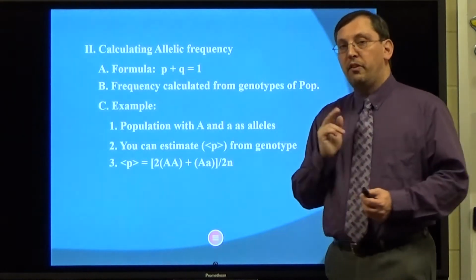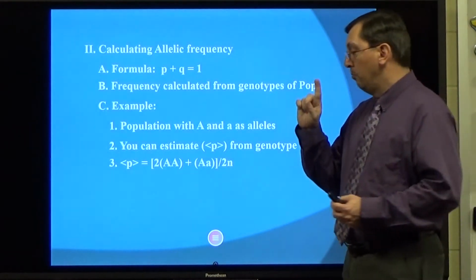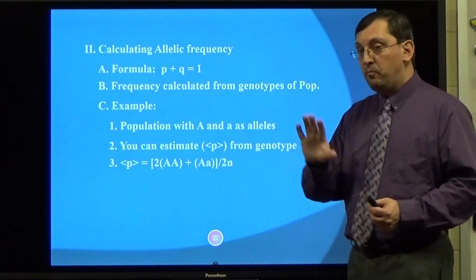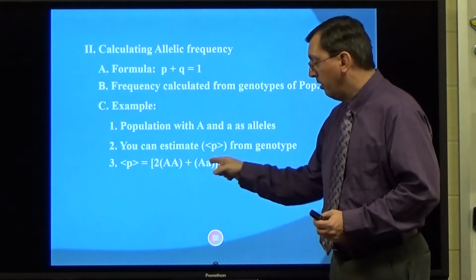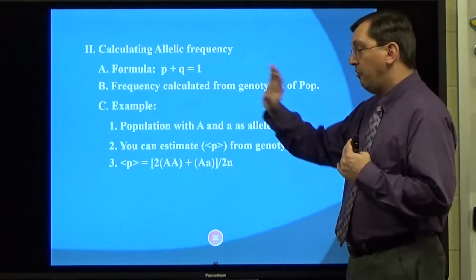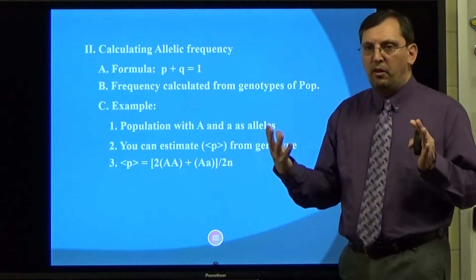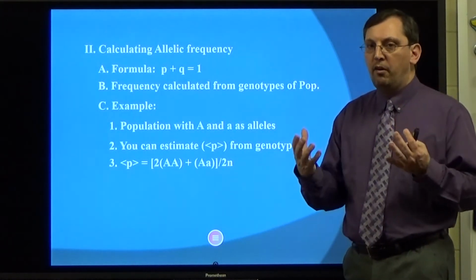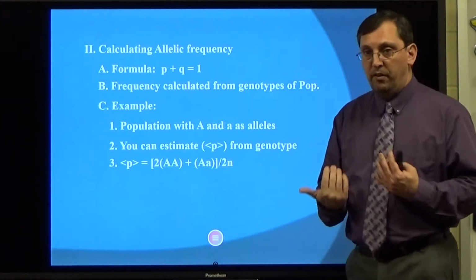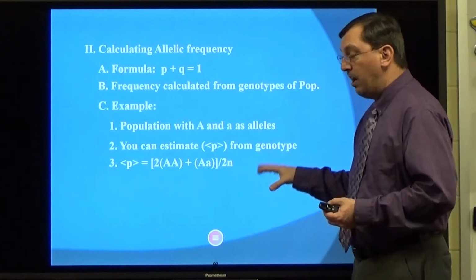2 times the homozygous dominant, big A, plus 1 of the heterozygous. That makes sense because there are 2 of the big letters in the homozygous and only 1 in the heterozygous. We add up the big letters to get P. I chose big letters for P. You could do it the other way around, but typically we use the dominant letter as the letter P. Divided by 2 times the total number of individuals. That'll give me my value.